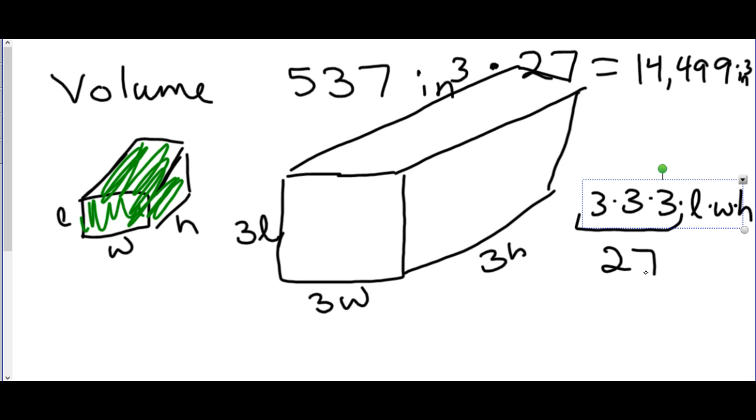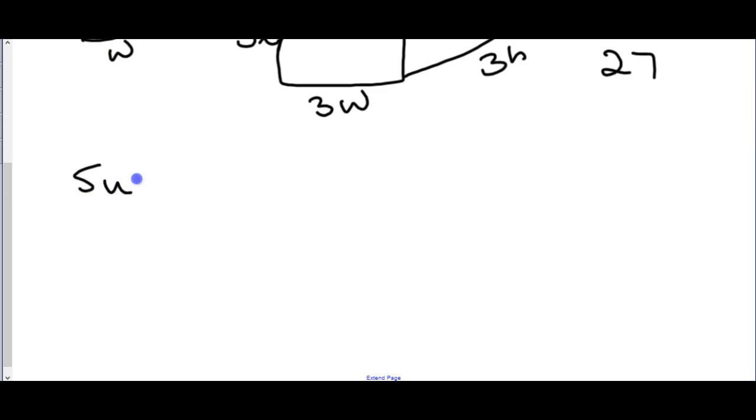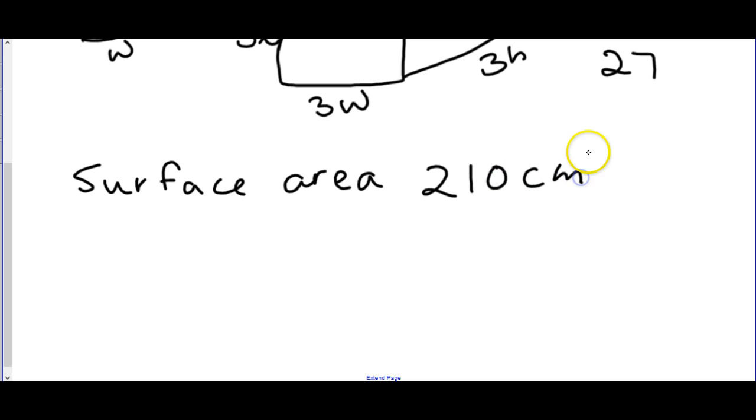If they were going to give a surface area, surface area is only squared. Let's say we have 210 centimeters squared. If we were going to do the same thing and triple the sides with our surface area, that means we're only going to need to do it twice. Instead of 3 times 3 times 3, we only have 2 of them because it's surface area.